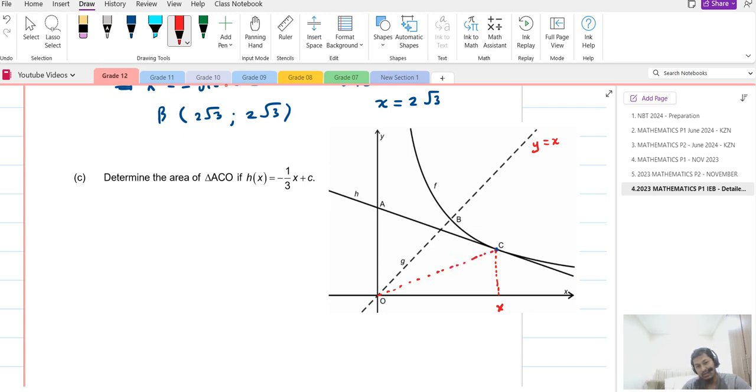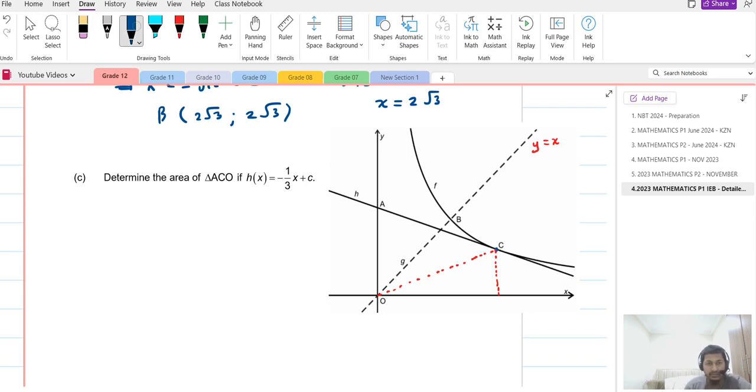Area of this triangle ACO. I'm not even going to work out the area of that triangle directly because I've got a trapezium here. I'm going to take the area of the trapezium and subtract the area of this triangle. Alright, let's check how to work this out now.